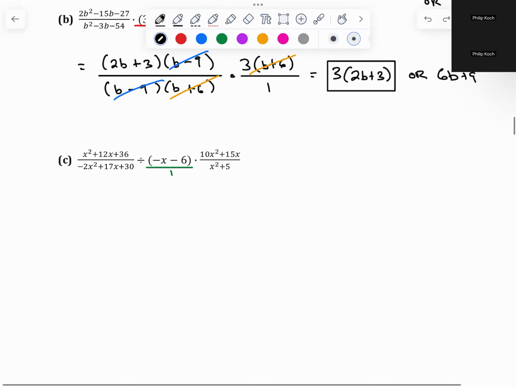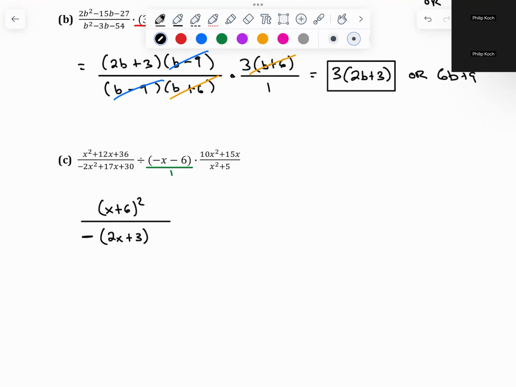So this now becomes, and you can start factoring it right off the bat if you want to, which in the interest of time, this does factor to x plus 6 squared divided by, I'm going to factor out a negative, and I'll get 2x plus 3. Actually, I'm going to just factor that out right now.